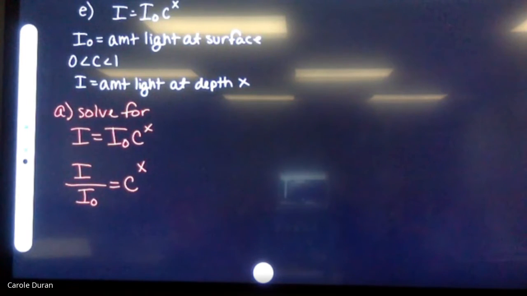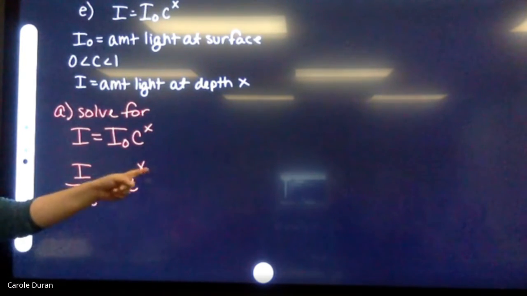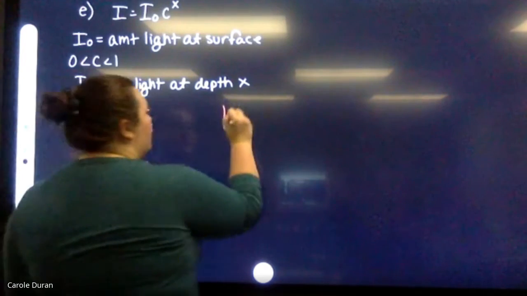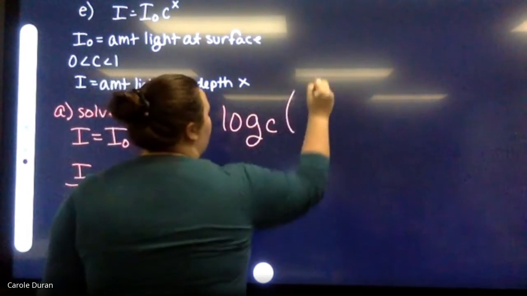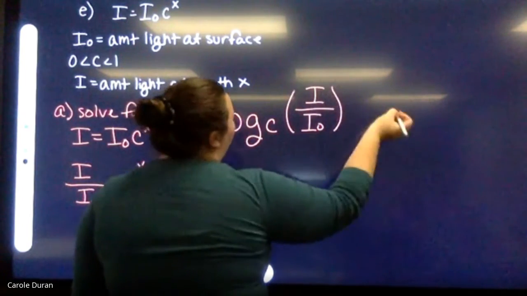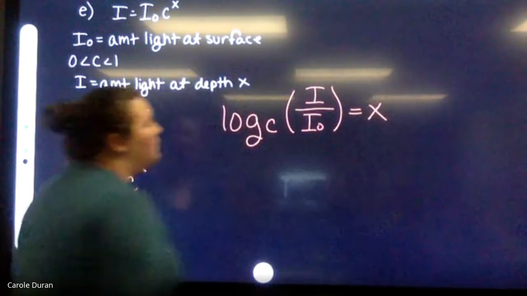Uh-oh. What am I going to do now? Log time? Think so? Yes. Okay, what do you mean by log? I am, because it's an exponential function right now. I have a base to an exponent equals an answer. So that means I can rewrite this as a logarithmic problem. My log then will have the base of my exponent, which is c, log of I over I naught. And then that's going to equal my variable x.